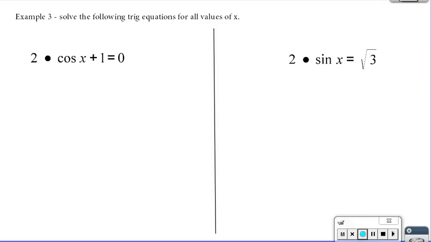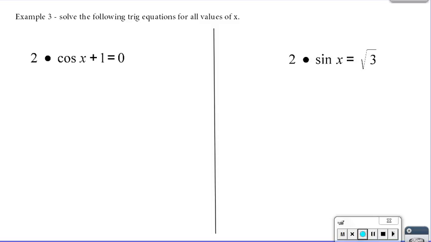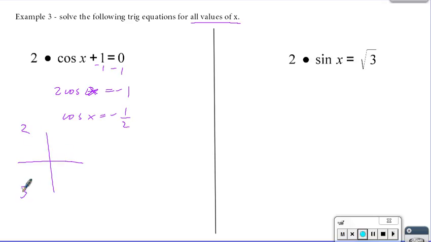Another example. 2 more here and then we're done, so sorry for the length of this. Okay, so again, a little bit tougher here because we're going to solve for all values of x, so no restricted domain. So now any x value could work. Okay, as I subtract 1, these look the same. So 2 cosine x equals -1. So that means cosine of x equals -1/2. All right, I know where cosine is -1/2. That's in the second and the third quadrant because that's where cosine's negative.